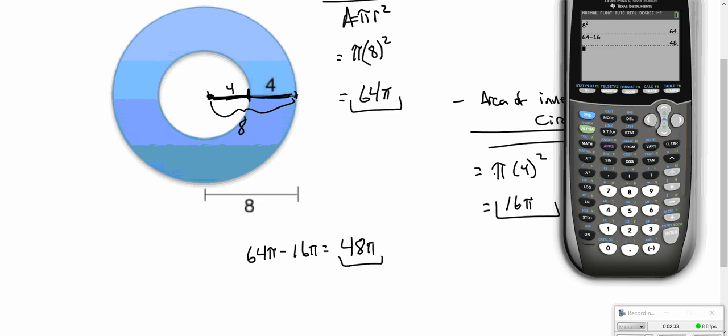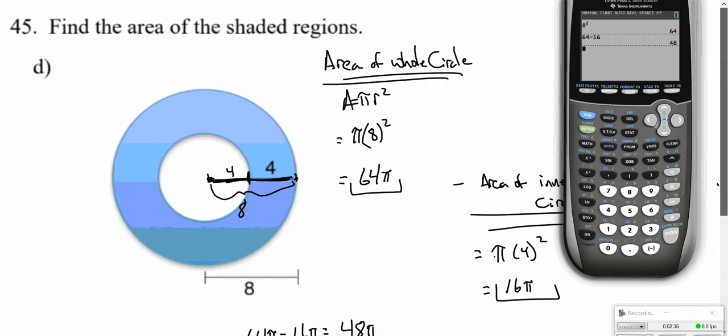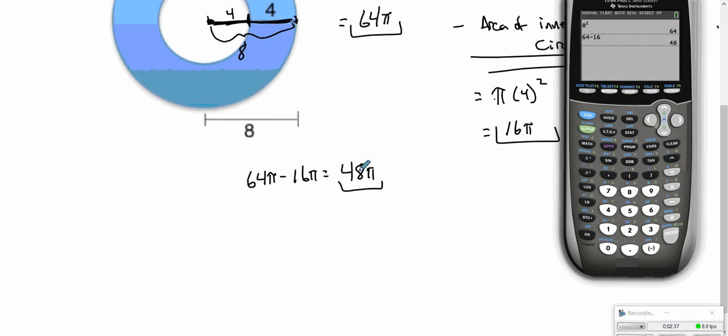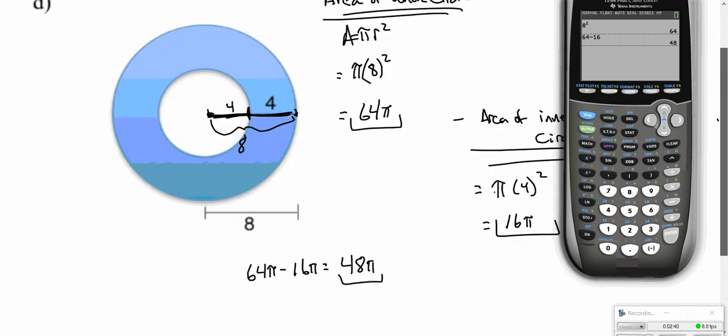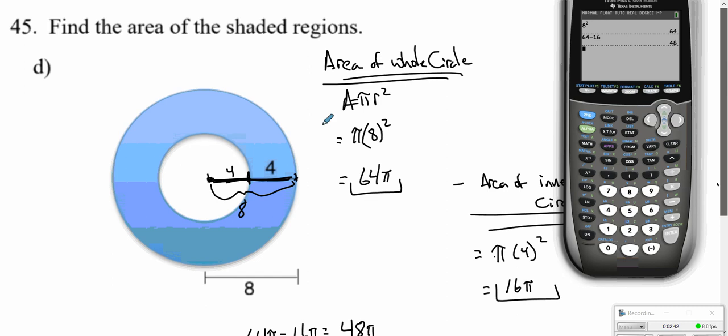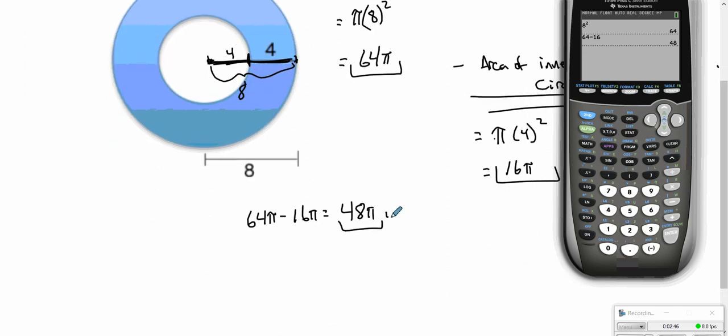If for some reason it told you to leave it in terms of pi, which it doesn't, you would leave it like this, and you'd say 48 pi. Do we know what the units are for this? We don't have units, so we'll say units squared. We could leave it like that. Units squared.